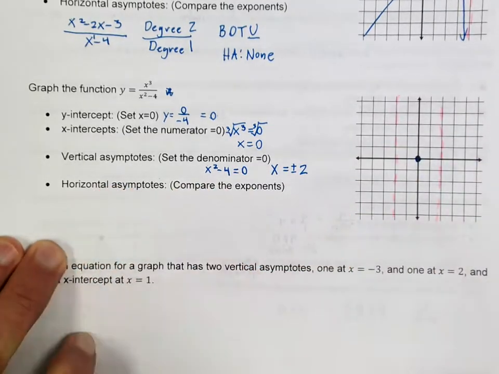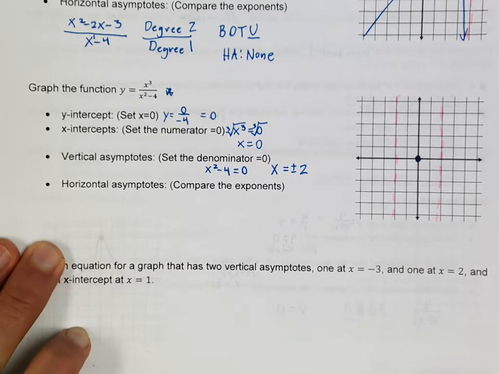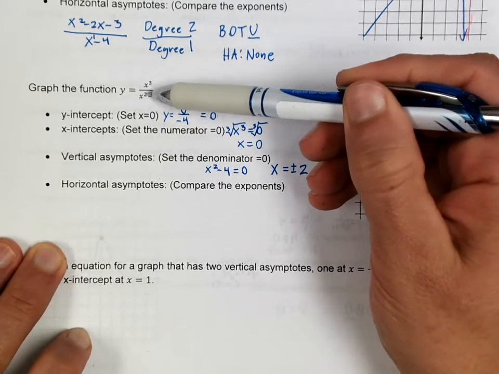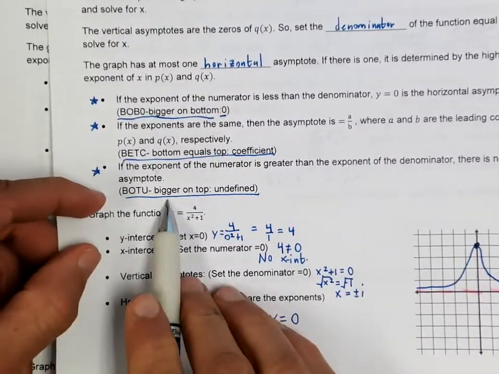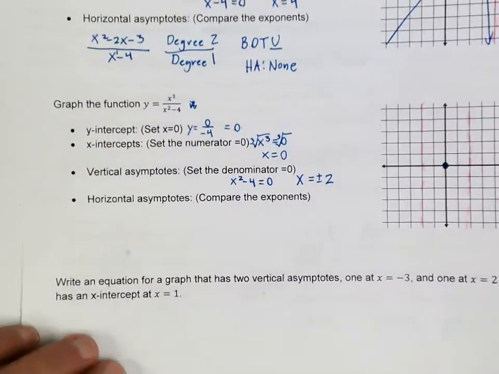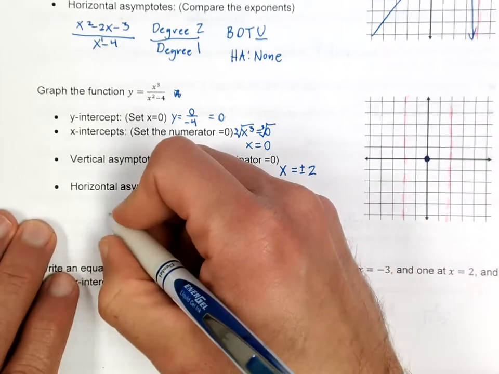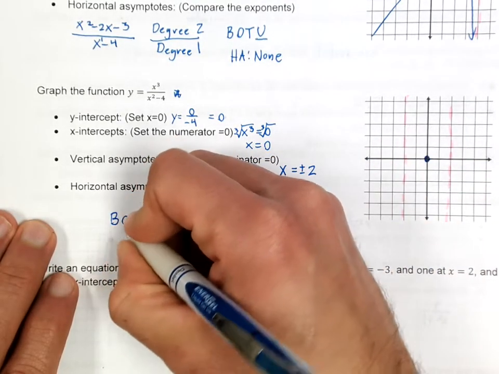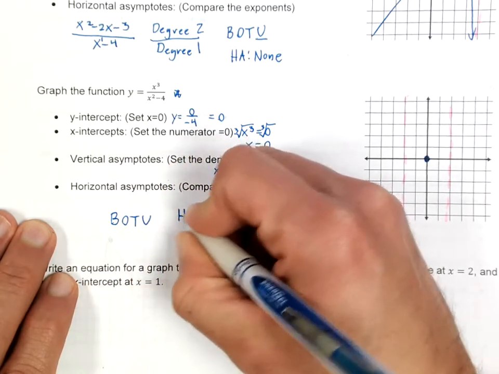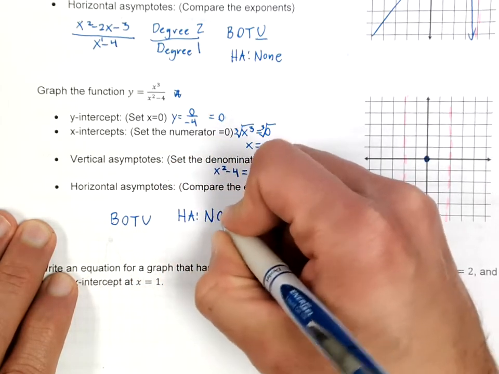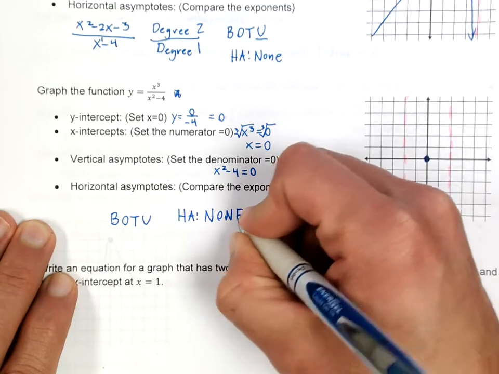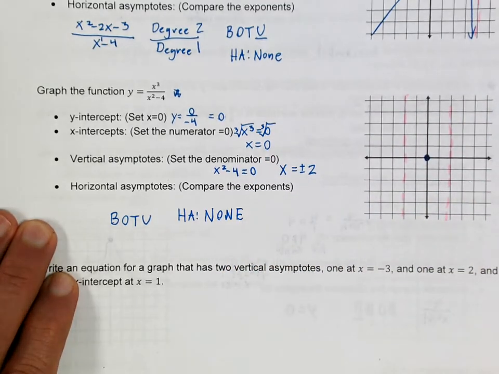Right, on this one, the degree of the top is bigger than the one on the bottom. So again, if you go back to this, bigger on top is undefined. So it looks like we're going to have some sort of other slanted asymptote. So again, we have both 2. So in this case, the horizontal asymptote is none. So there is no horizontal asymptote. We're going to go ahead and graph this one real fast to see what it looks like.